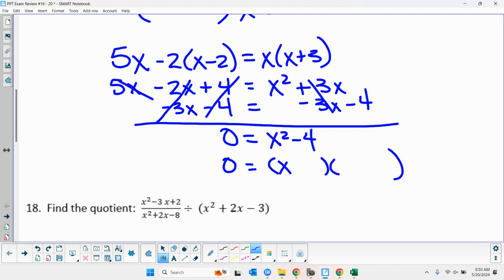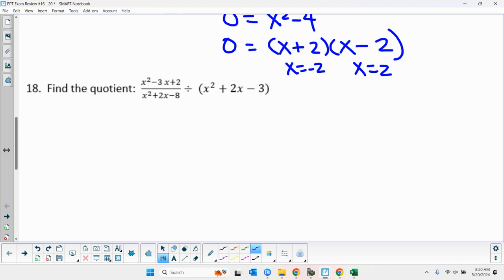Square root of x squared. Square root of 4 is 2, and it's plus and minus. So this x is -2, and this x is +2. We're supposed to check. All right? Go to the original problem.